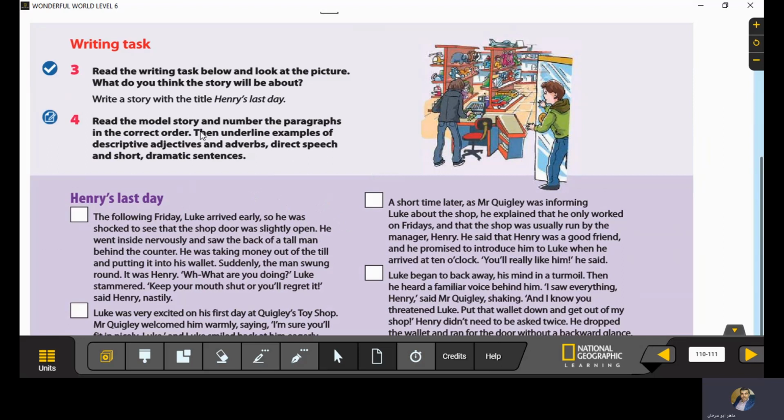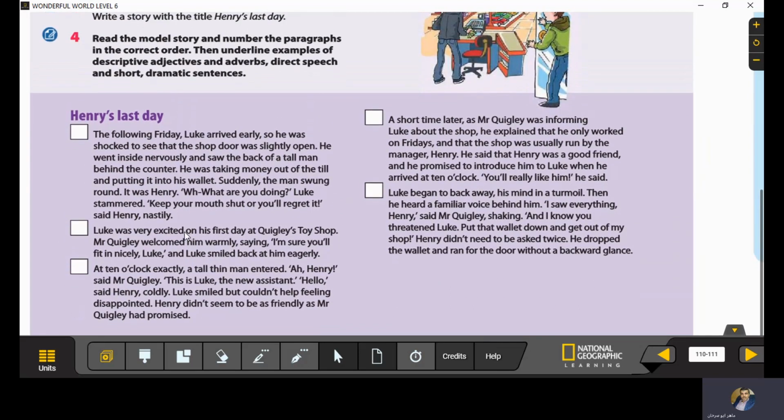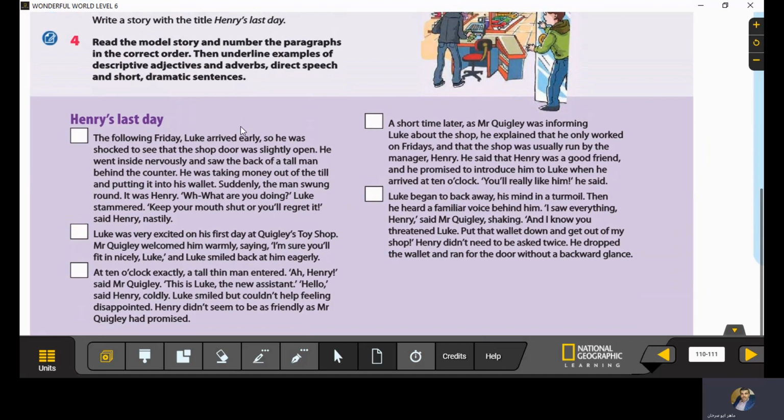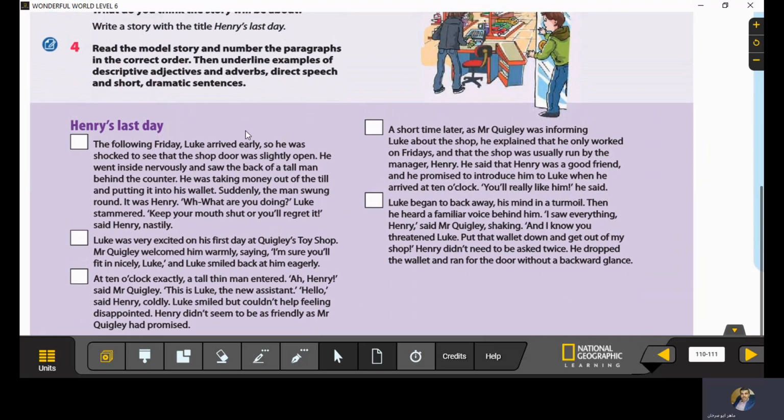Then we need to put the paragraphs in the correct order. We need to order the events of the story. Which one of the paragraphs is the beginning, and so on. Okay, I'm going to show you the answers directly if you want. Then underline examples of descriptive adjectives and adverbs, direct speech, and short dramatic sentences. So my lovely students, I want you now to read this story.